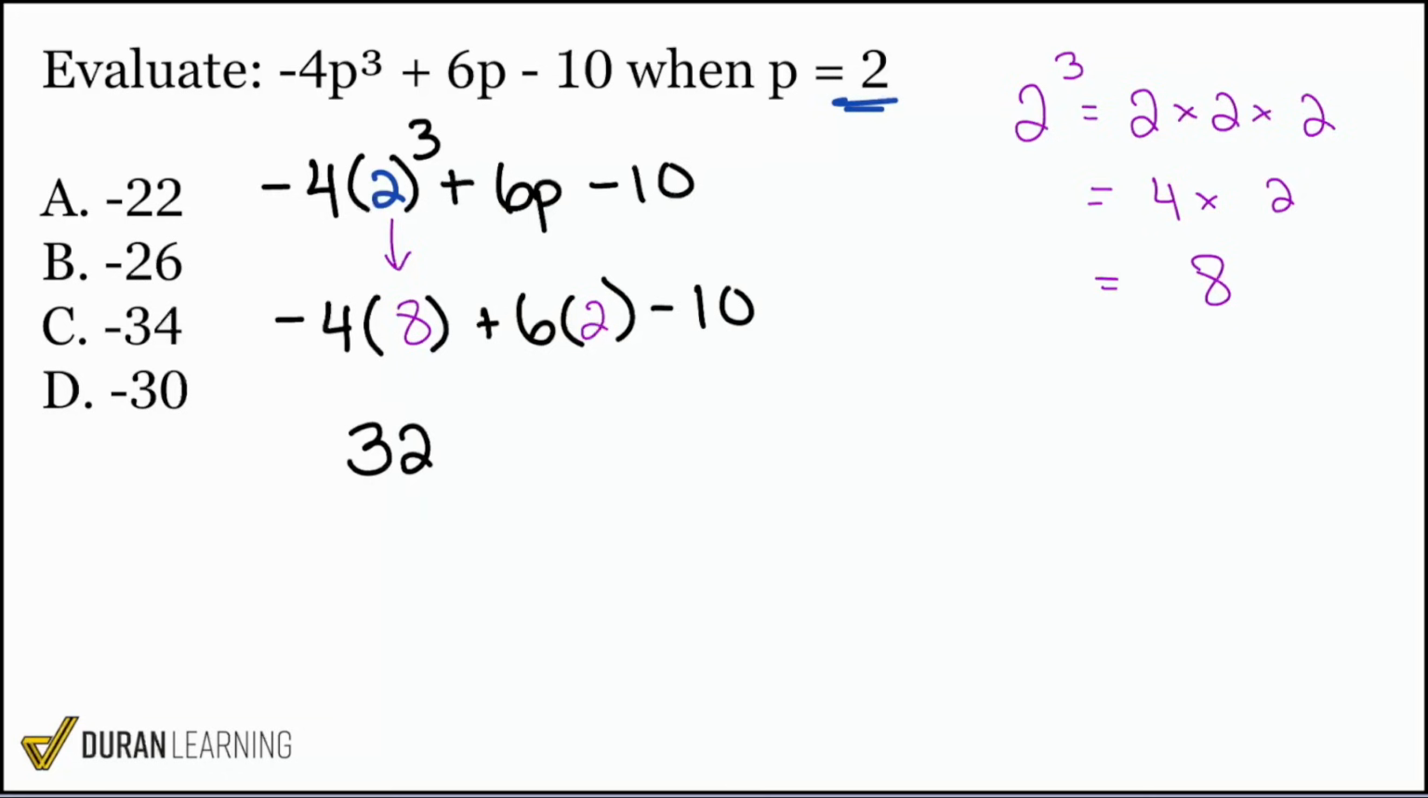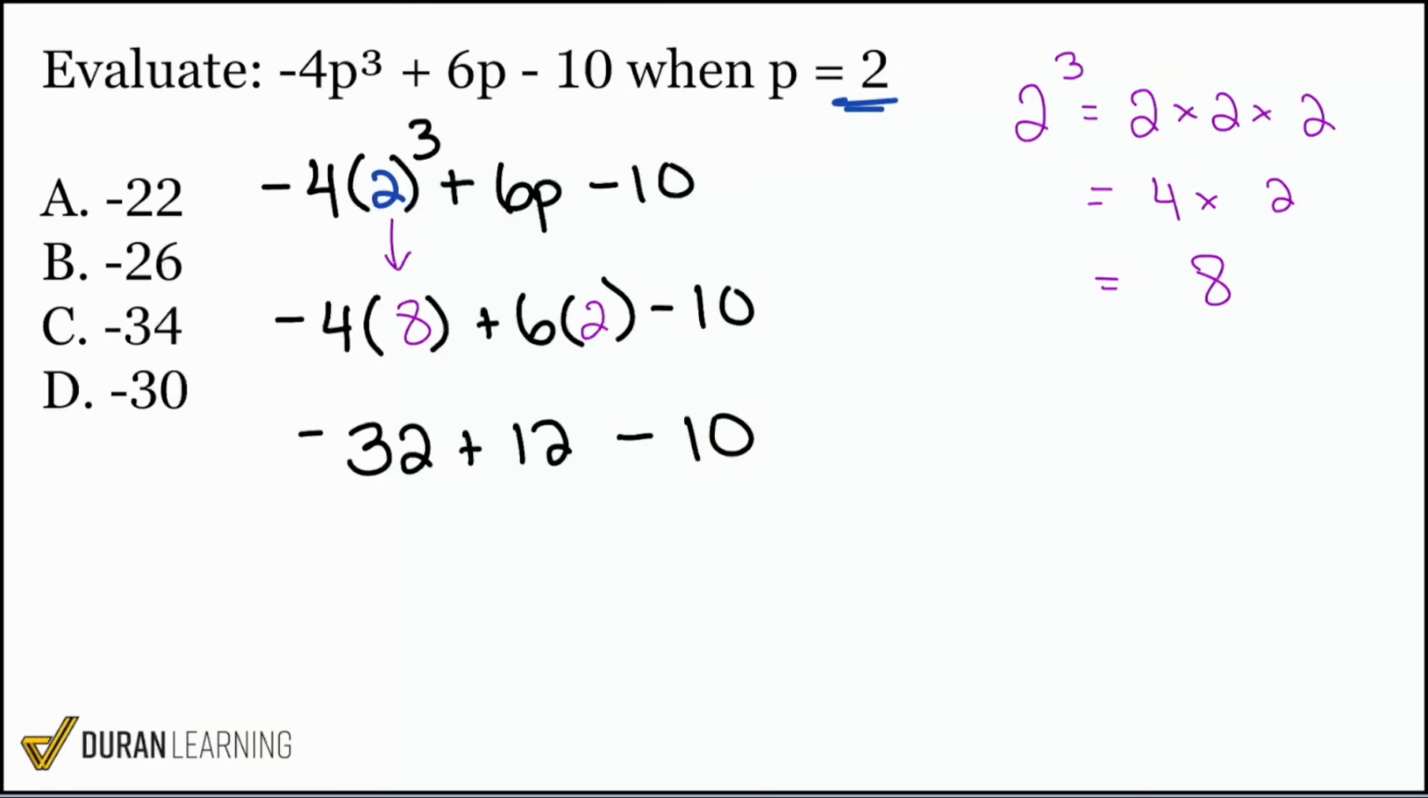And then my party people, a negative 4 times a positive 8 gives us what sign? Yeah, that's going to give us a negative all day. Be careful with those signs. Then we have 6 times 2, which is 12, positive 12, and then minus 10.